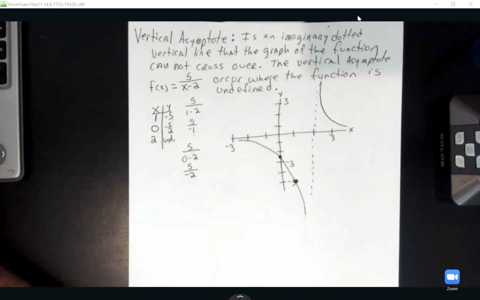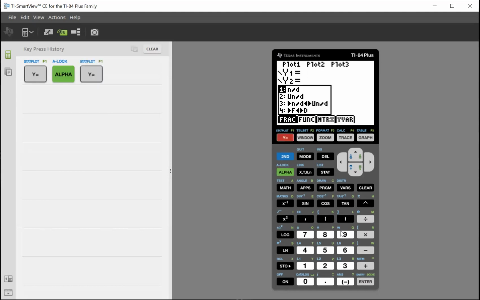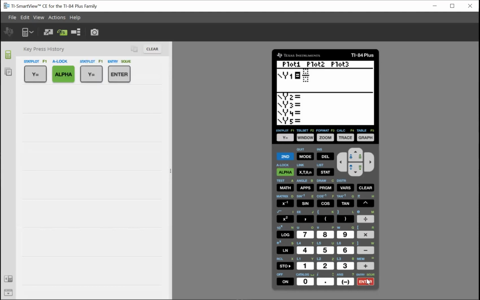So y'all watch this on the calculator. I'll do that one on the calculator. I'm going to go to y equals. I always use the fractions on these. So to get the fraction, you hit the green alpha button, the y equals, and then enter. And then on top, I had a 5. Then I'm gonna arrow down to the bottom. I had an x minus 2. So x minus 2.